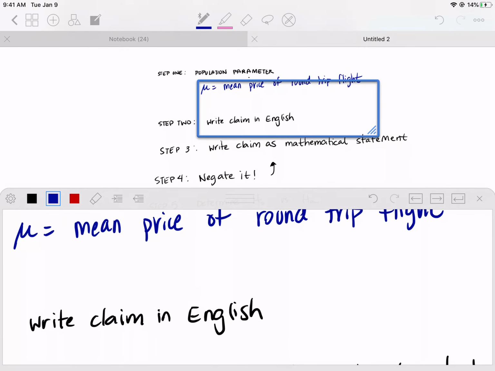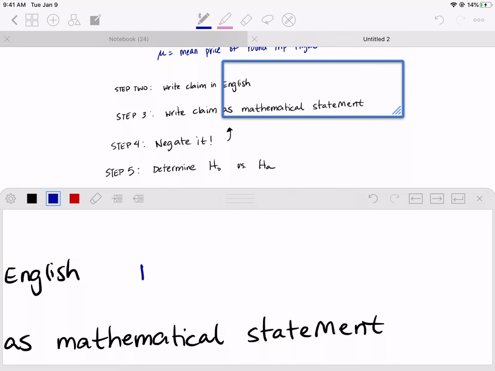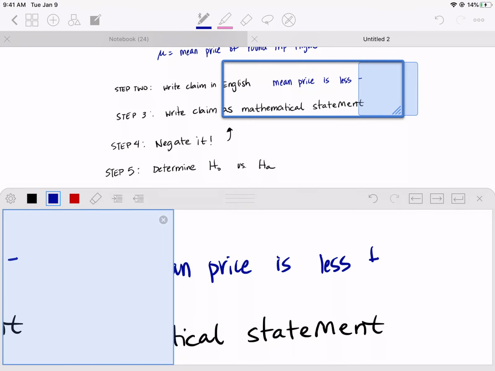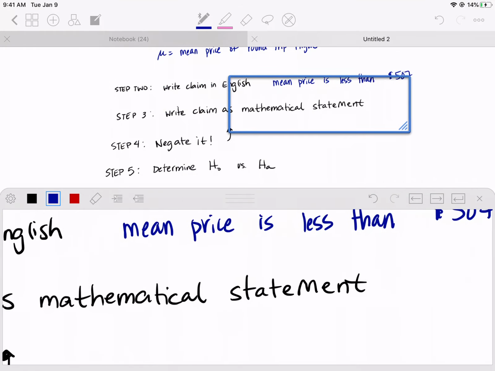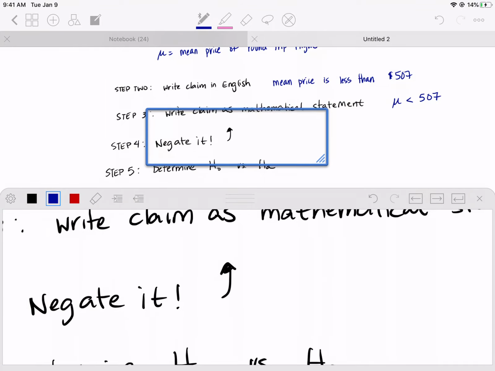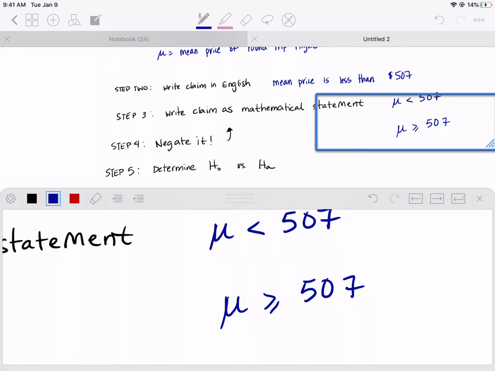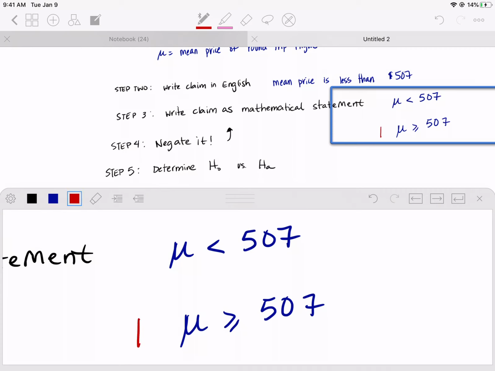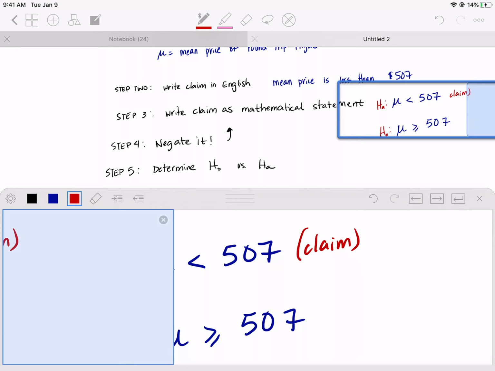Now, write the claim in English. Mean price is less than $507. Write the claim as a mathematical statement. Mu less than 507. Negate it. Mu greater than or equal to 507. My null hypothesis is going to be the second statement. My alternative hypothesis will be the first statement. So my claim is the alternative hypothesis this time.